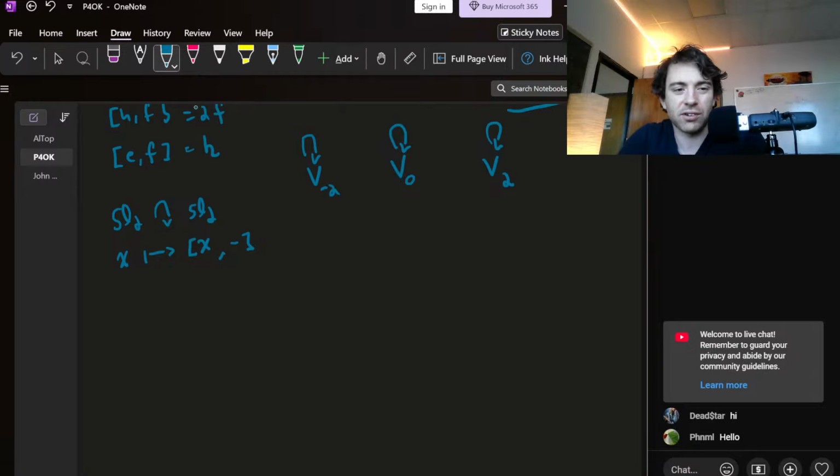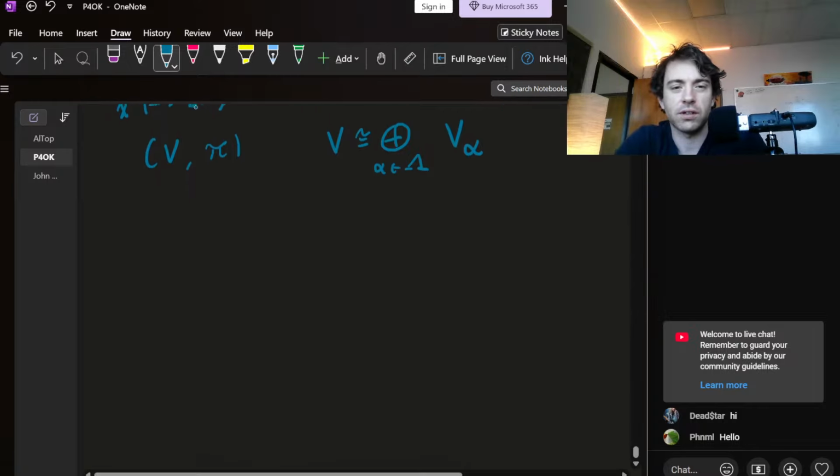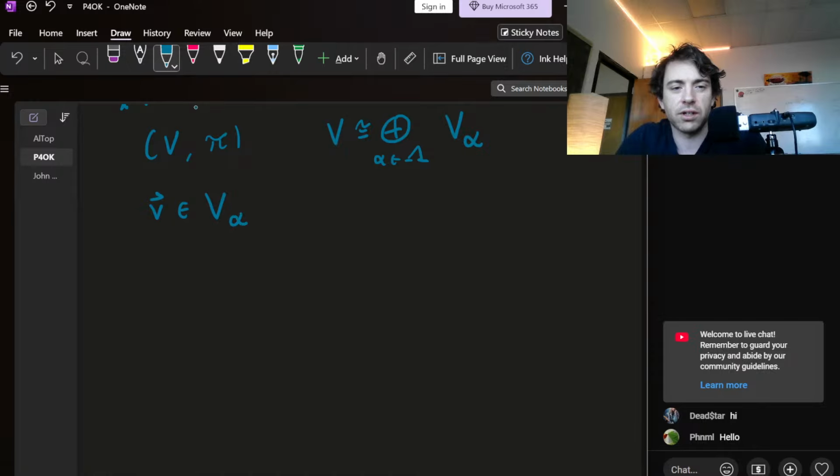Suppose we have some representation, V, and call it pi or something, and let's decompose V into a sum of eigenspaces of H. And now suppose that V is in the alpha eigenspace of H. Then let's see what happens when we apply E. Let's apply pi E to some vector V.